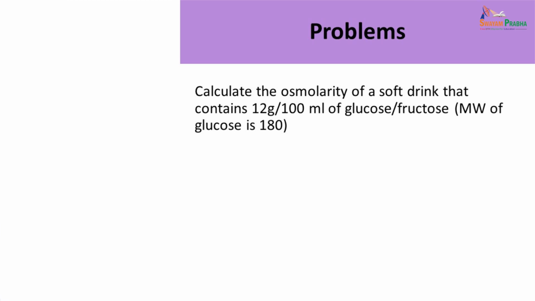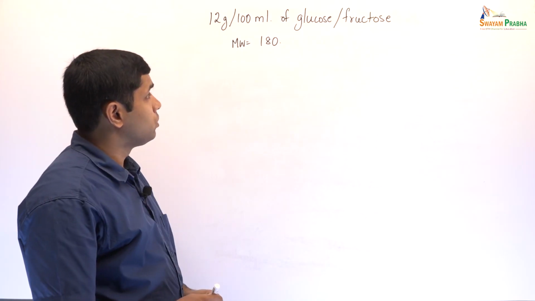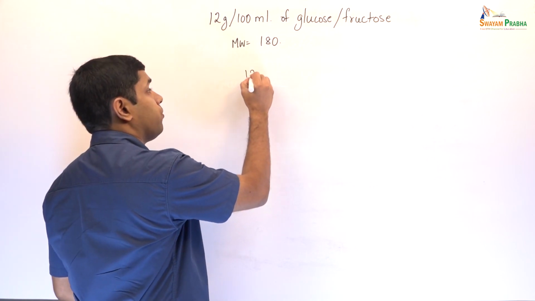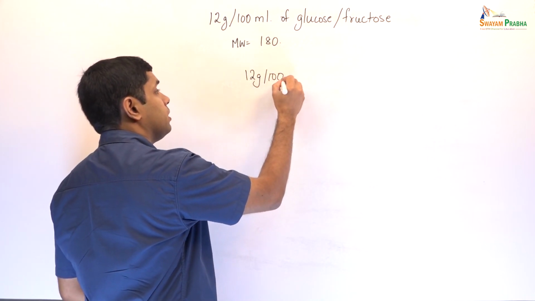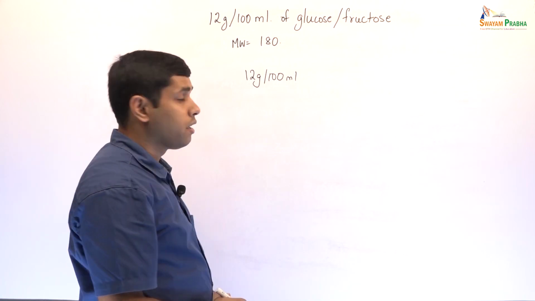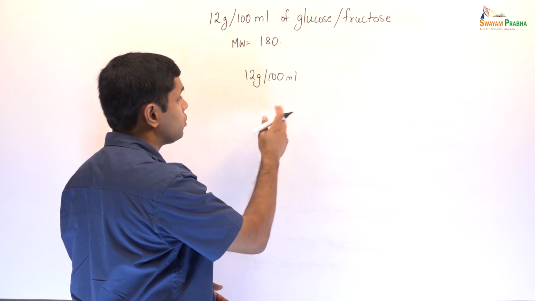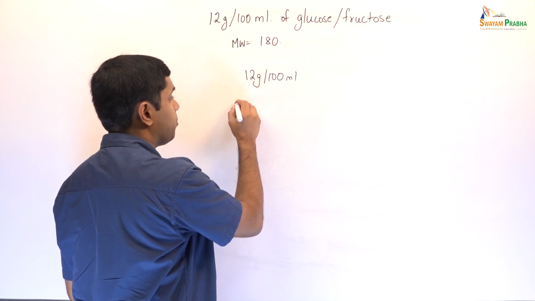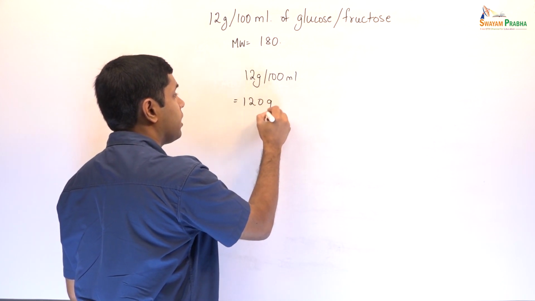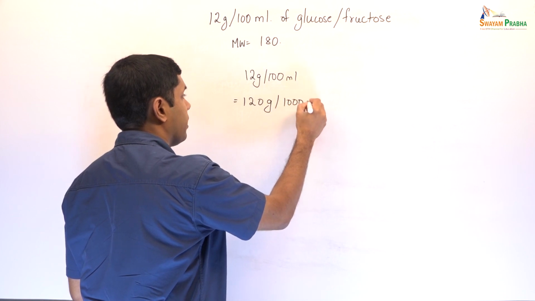So in this problem, we have been told that the amount of glucose or fructose in a soft drink is 12 grams per 100 ml, and we've been asked to calculate the osmolarity. It is assumed that the carbohydrate is glucose or fructose and its molecular weight is 180. So let's begin. We know that 12 grams per 100 ml is the amount that is added, and we can now convert this into 1 liter. That's 12 grams per 100 ml, which is equal to 120 grams per 1000 ml.